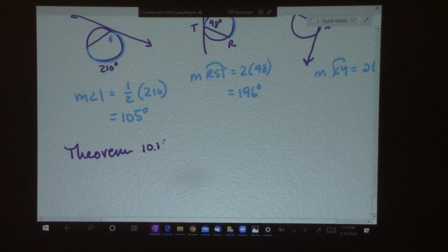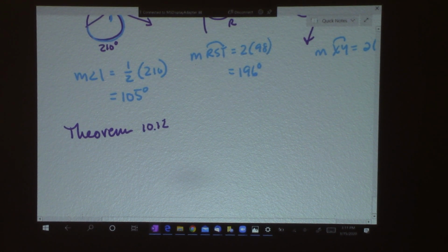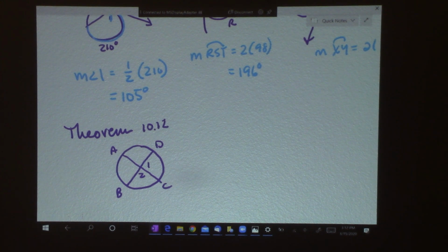Theorem 10-12 says, if it's about 2 chords intersecting inside the circle. So inside. So here's my picture. You already have this. A, B, C, D. And this is angle 1 and angle 2.